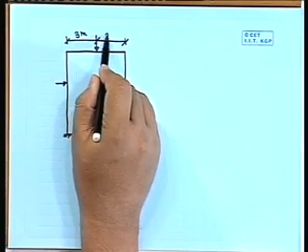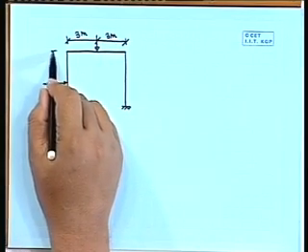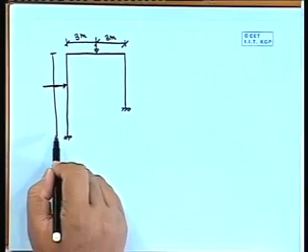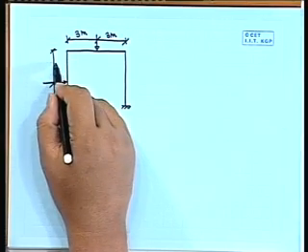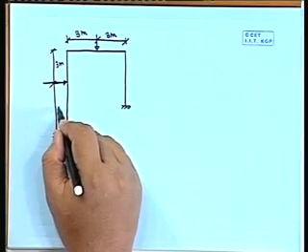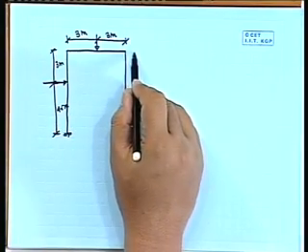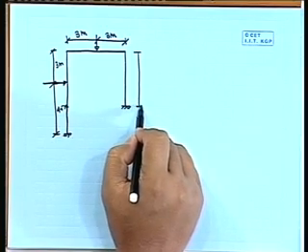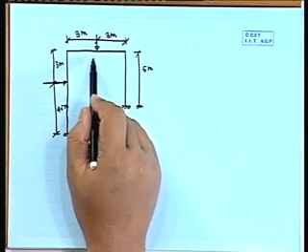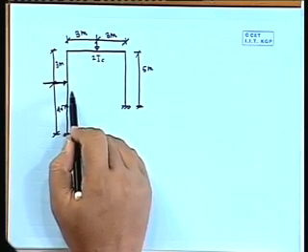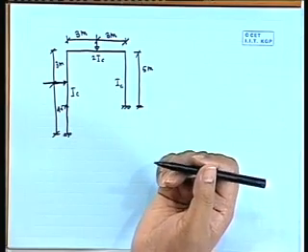3 meter, 3 meter, and that load, 3 meter, it was 4.5 meter, and that side it was 5 meter. We have taken 2 IC, IC, IC. E is common for all the members.